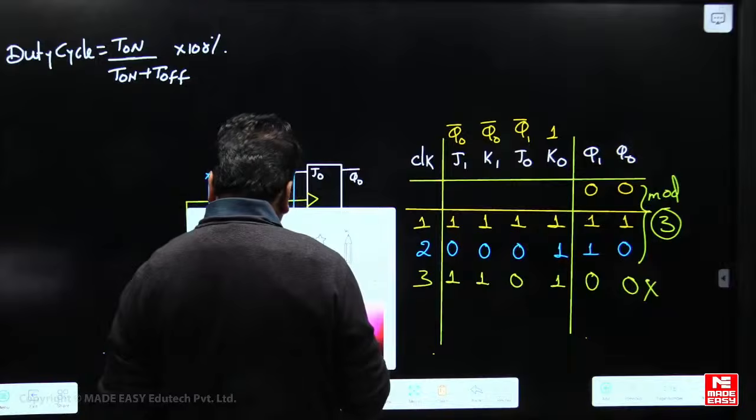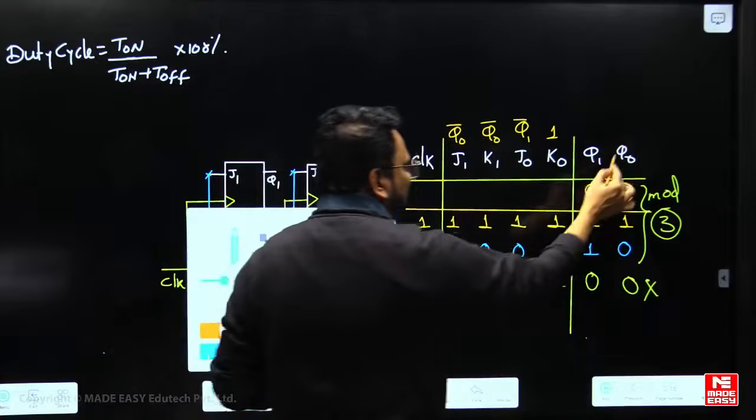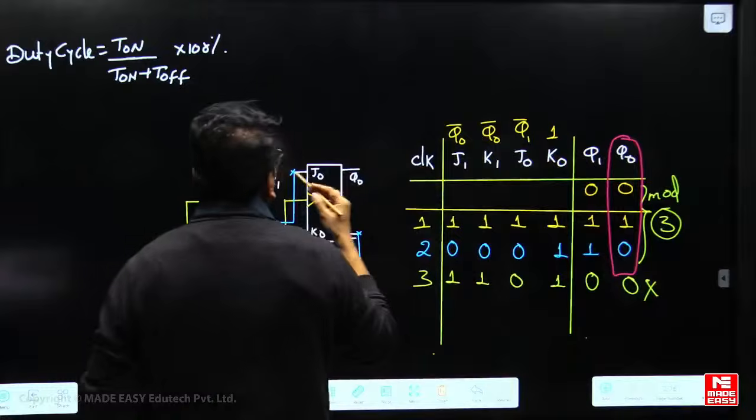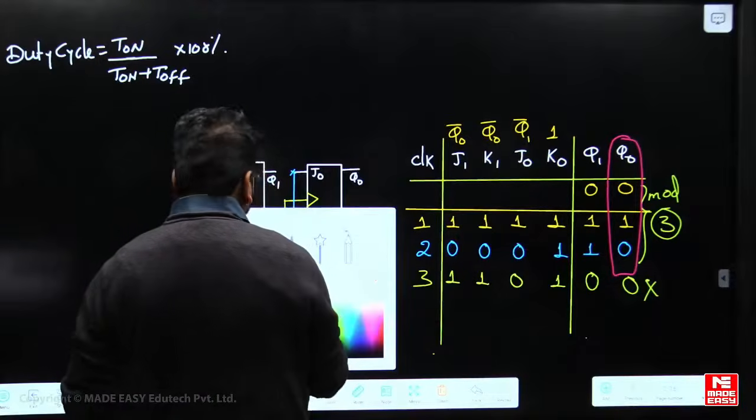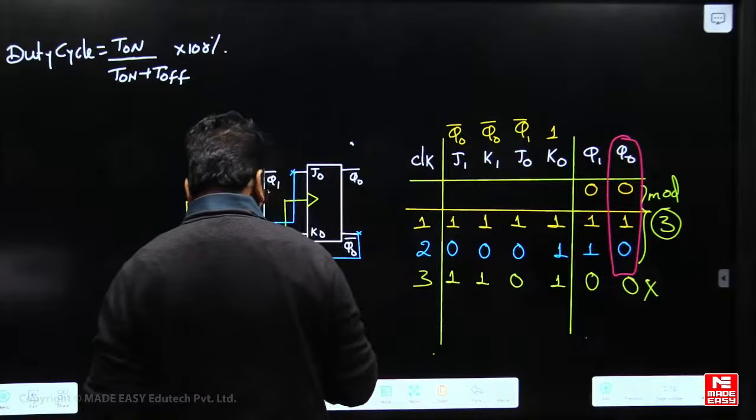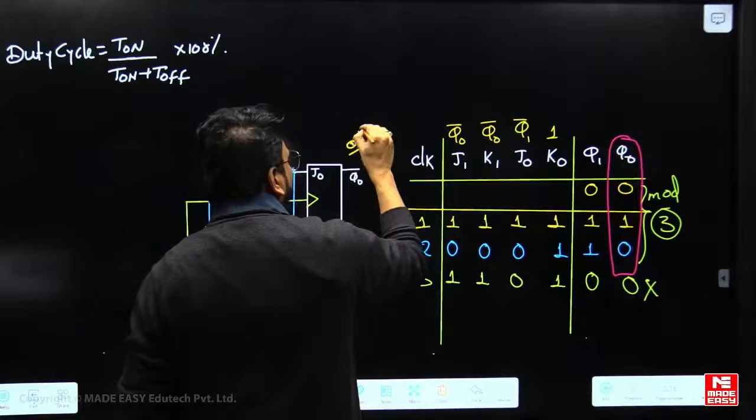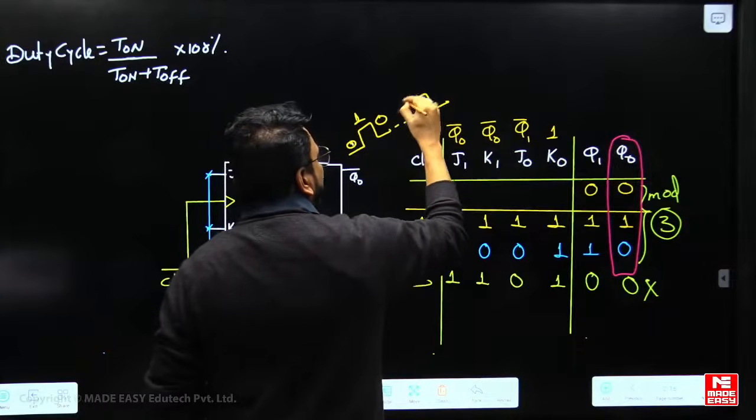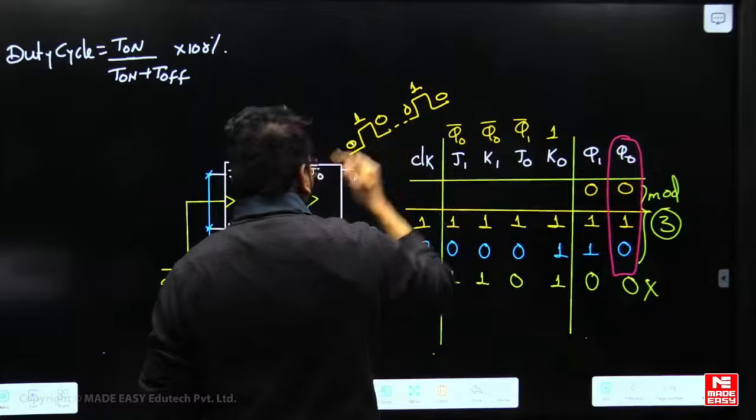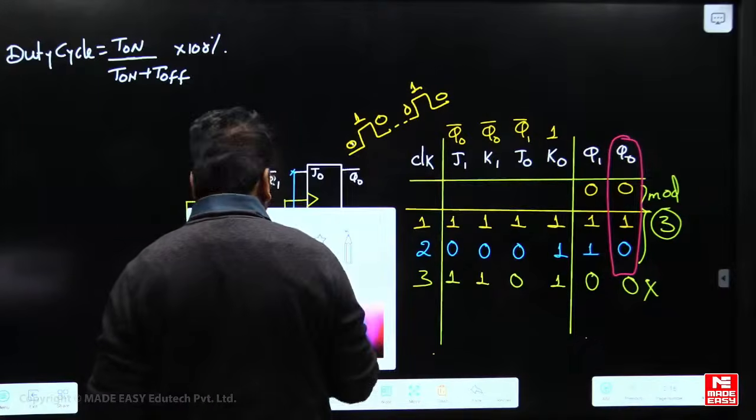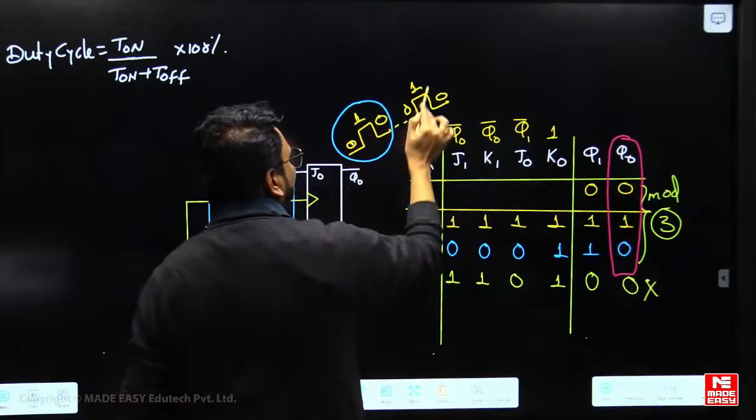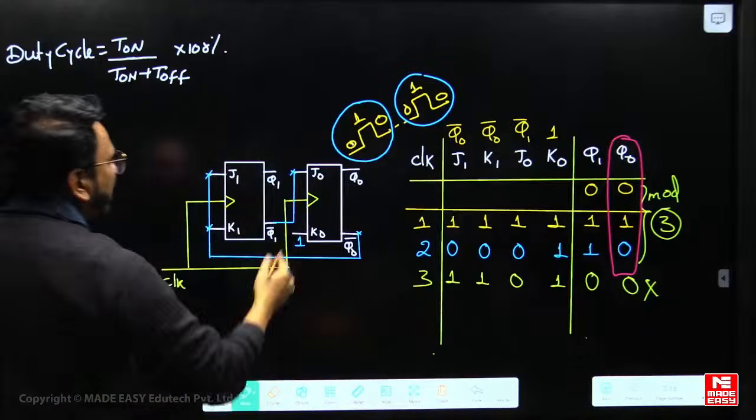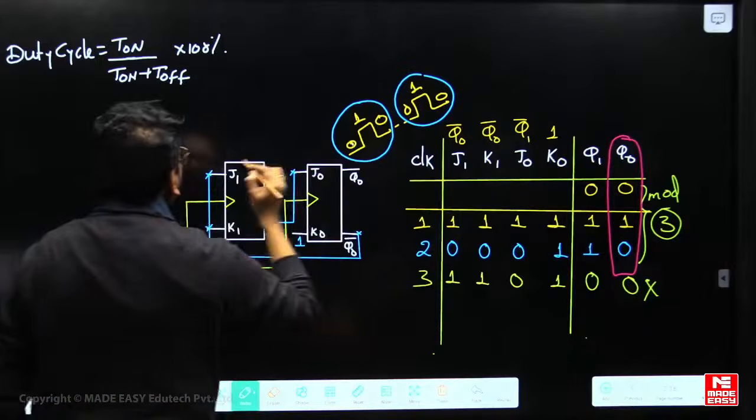You observe this one. This is Q0, we got 0, 1, 0. Again 0, 1, 0. So this is the way we are getting the waveform, 0, 1, 0, 0, 1, 0 like that. So, how many times is it on? Sir, one time it is on.